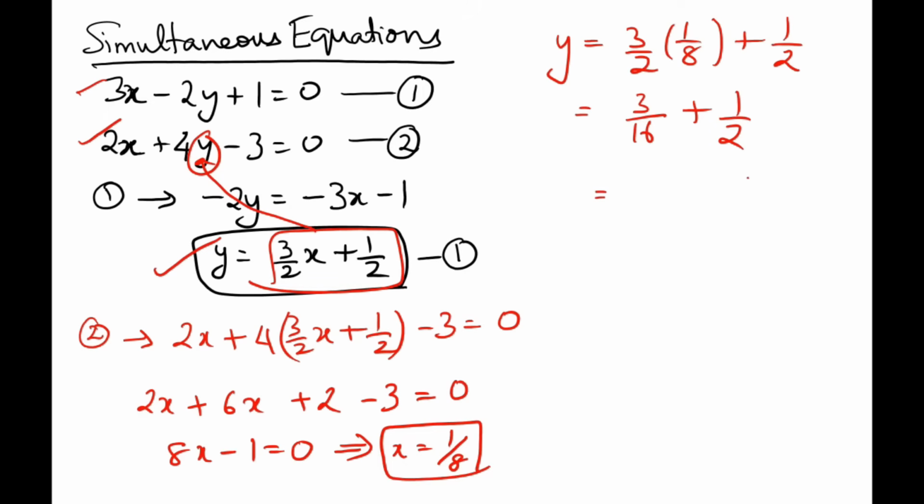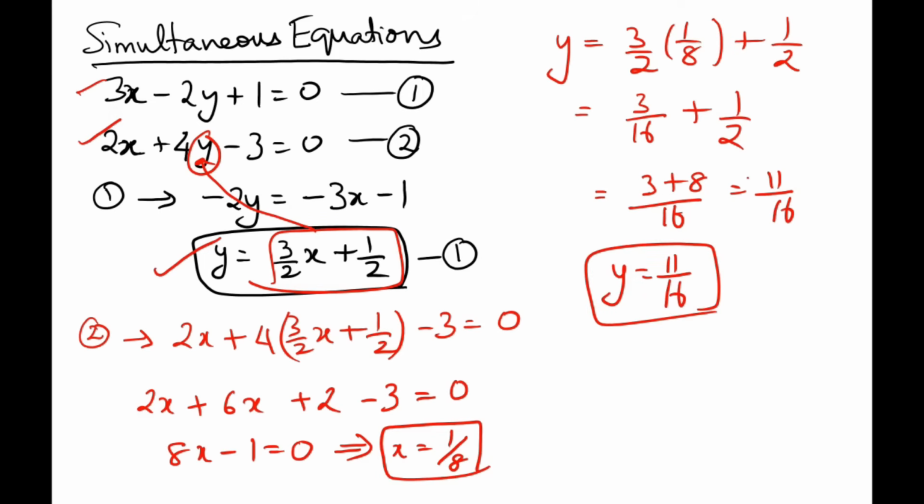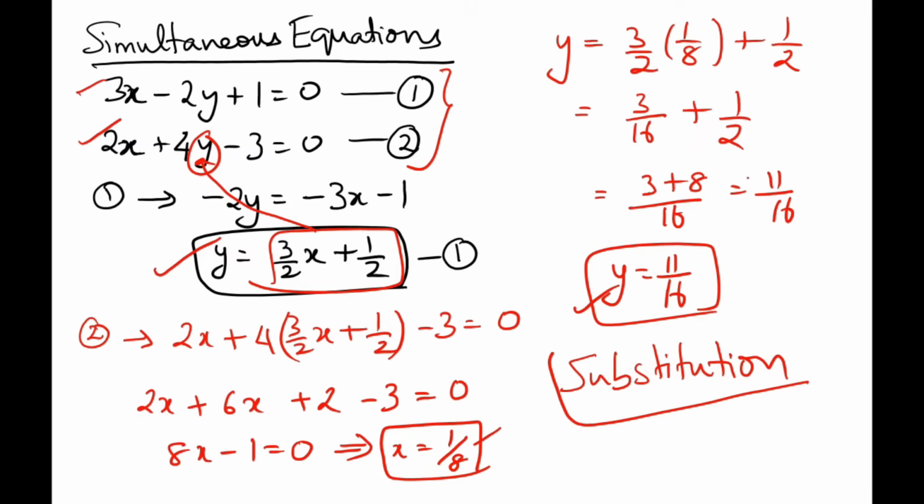and this becomes 3 plus 8 over 16, which is 11 over 16, and the y value is 11 over 16 in this case. So x is equal to 1 over 8 and y equal to 11 over 16 is the solution for these two simultaneous equations. And now you know how to solve simultaneous equations using the method called substitution method. So this is the method we have done now. In the next video, you will be taken to a method called elimination method.